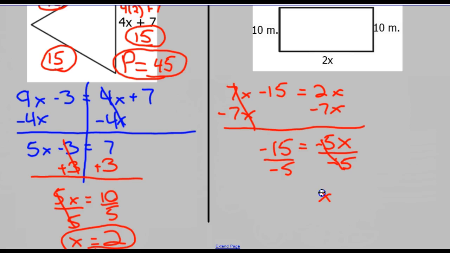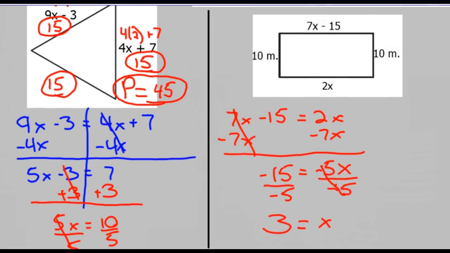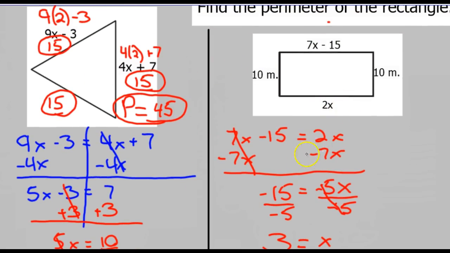We get x equals positive 3, because two negatives make a positive. Now if we find the perimeter, we know that x equals 3, so this is instead 2 times 3. 2 times 3 equals 6, so we know that this side is 6.